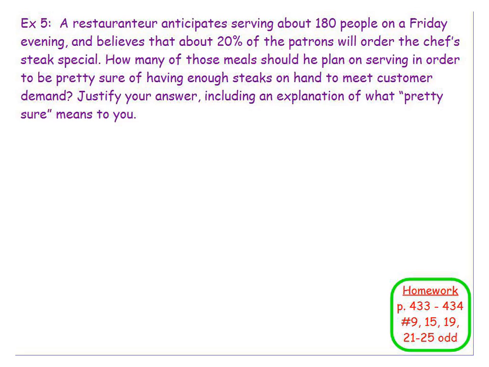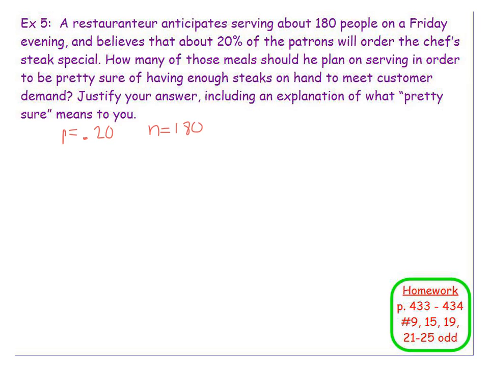So this one is a little different. We're going to work backwards. So let's figure out what we know. We know that 20% of all patrons will order the special. So that means that p is 0.20. He also anticipates about 180 people on Friday. So that's your sample size. We don't know anything about p hat yet. So we're going to come back to that.